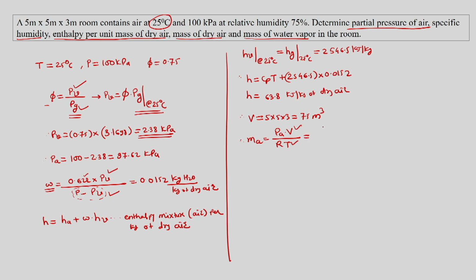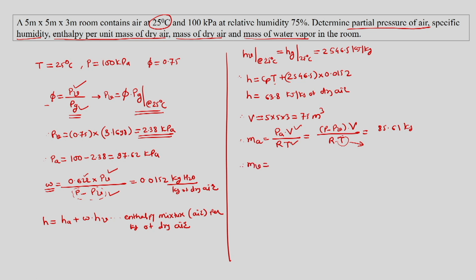So partial pressure of air is basically P minus PV, into volume, divided by RT. So we can get it as 85.61 kg. Here we are putting this T in Kelvin, and here we are putting the T for air, and that T is in degree Celsius.